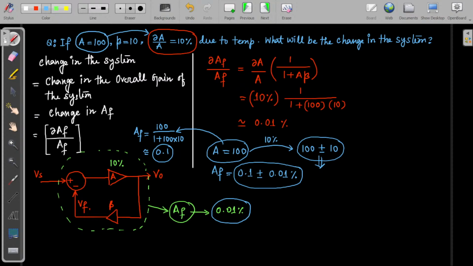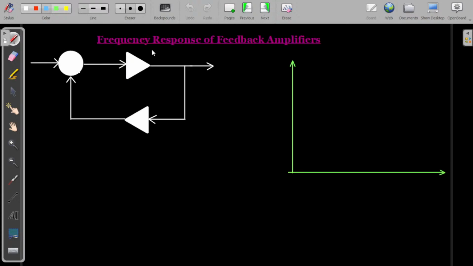Now we will go for a very important part of the feedback amplifier, that is the frequency response of the feedback amplifier. So what will be the frequency response of the feedback amplifier? Let us see. So this is the feedback amplifier, and let us assume that we are using negative feedback. So here it is positive, here it is negative. So it is the negative feedback.